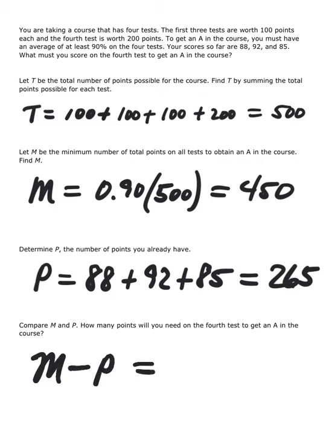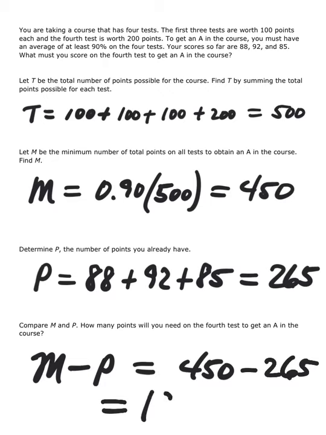The points that you still need, and this is going to be what you'd have to earn out of 200 points on the 4th test. 450 total for an A. You've already got 265 of them, so that leaves 185 points remaining, but remember, this is out of 200 points remaining.